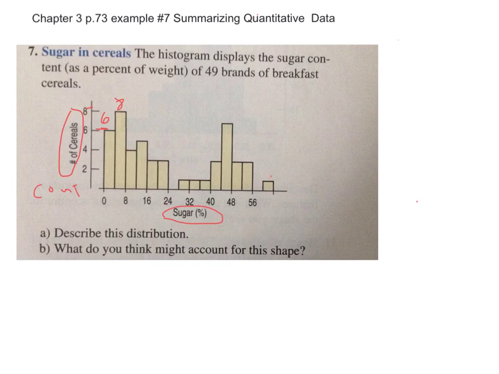and the second bin has a height up to 8, and the third bin 4, and the fourth bin looks like about 5, and then the next bin is 3, and then 3, and then there's a gap here, and 1, 1, 1, and the next one is 3 again. This looks like 7, 3, 3, and 1. So when you add up all these counts, we should get 49 brands of cereals.